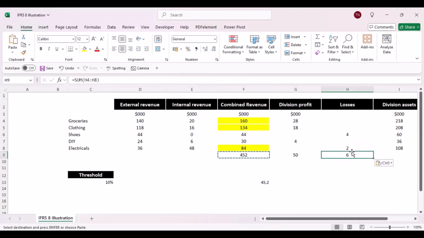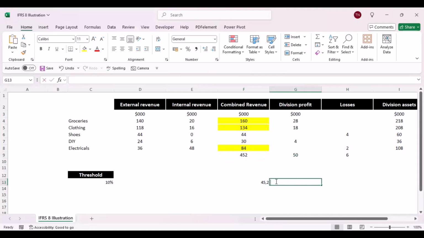Remember, forget about the negative. Don't think about the losses as -4, -2. The criteria says absolute amount. So we are forgetting about the negatives. So we need to take the greater of the two. 50 or 6, which one is greater? Obviously 50 is greater. Then we apply the threshold. We apply the threshold, say 10% of 50. That's 5.